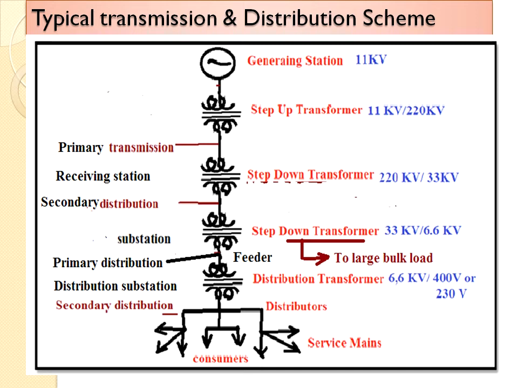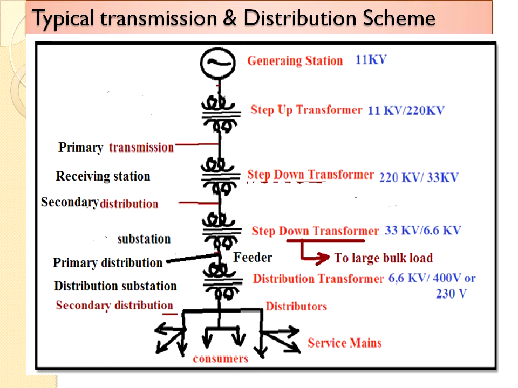This power is transmitted through transmission towers, which are routed outside the skirt of the city. The system is a three phase, three wire system. In the receiving station, there is a step down transformer. It will decrease the voltage level from 220 kV to 33 kV. Hence, there is no distribution of power, only transmission of power. This is primary transmission as well as secondary transmission.